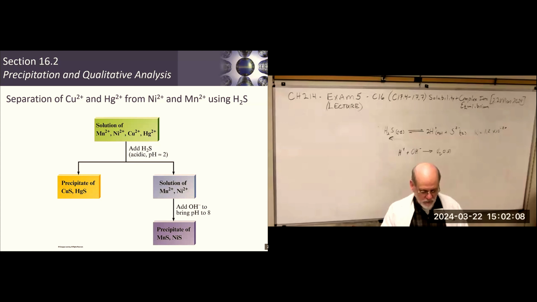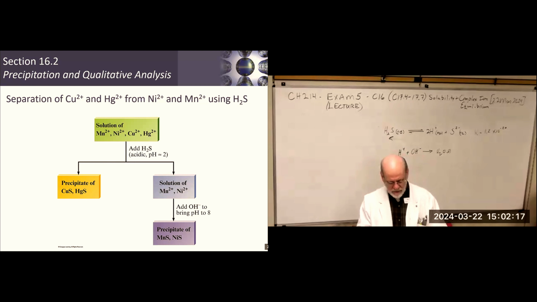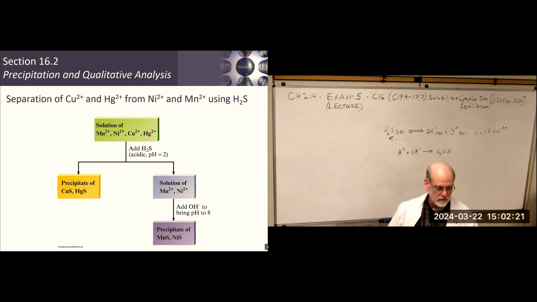And this is what the flow chart would look like. And by trial and error calculations, we need to acidify the solution to a pH of approximately 2. So it doesn't have to be extremely acidic, but slightly acidic will allow you to precipitate copper and mercury from this solution.